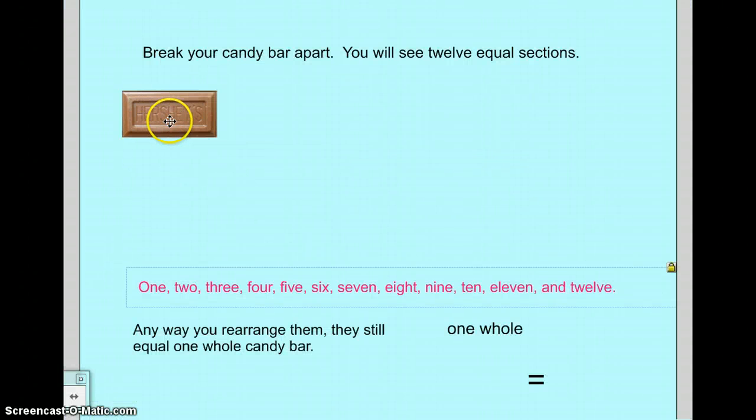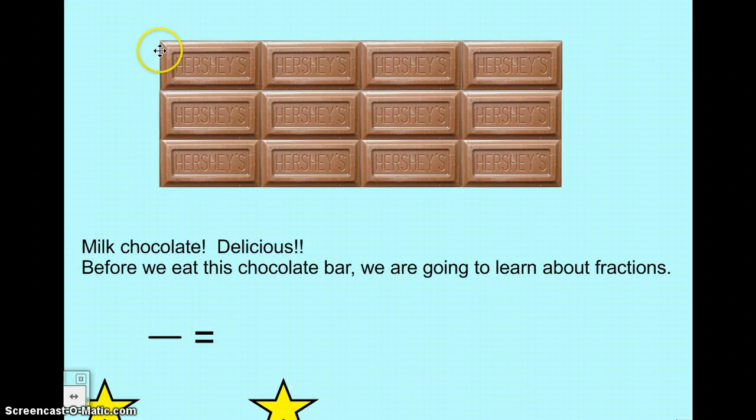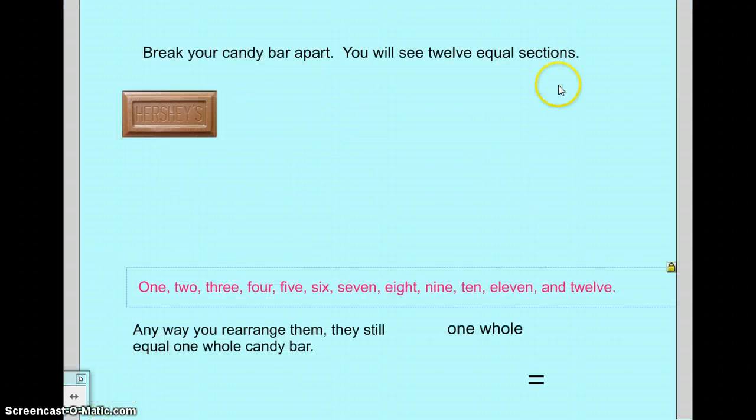Carefully break your candy bar apart. Each piece should look like this. You will see 12 equal sections. Real quick, one section looks like this. There are sections all the way across. Be careful to keep them in the sections. If you need help, raise your hand and a staff member will be around to help you.